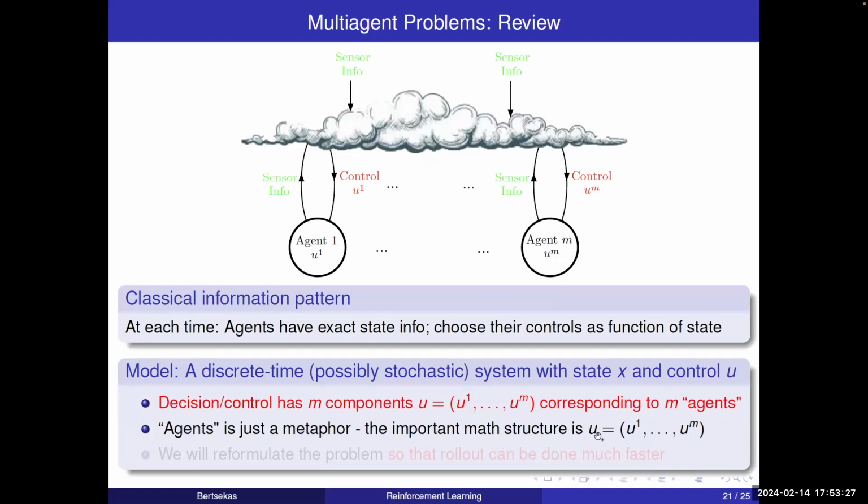There is a complication here, however. Approximation in value space involves this minimization over the set of controls at each stage. If you have, for example, n possibilities for each of these control components, the total number of vectors in this space is going to be n to the power m. So the minimization calculation might require an exponential amount of resources. But we're going to reformulate the problem so that rollout can be done much faster at some small cost.